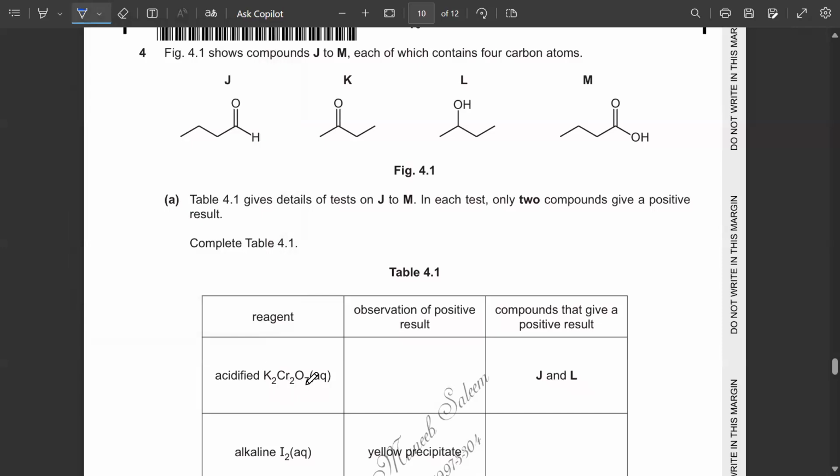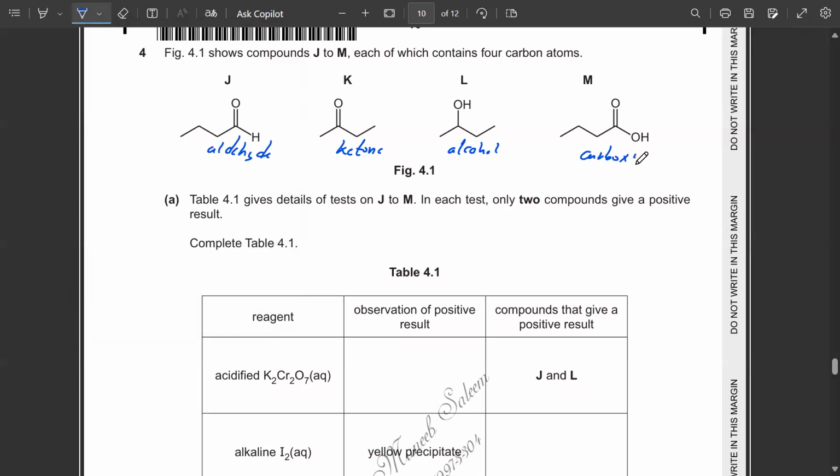Acidified K2Cr2O7, potassium dichromate, reaction with J and L. So J is an aldehyde, K is a ketone. This is an aldehyde. This is a ketone. This is an alcohol. This is a carboxylic acid. Okay, so the reaction of potassium dichromate with J and L will definitely be a positive result. During that, the observation is that it is previously in the orange form, but after the reaction it will convert into the green form, by chromium 3 plus.